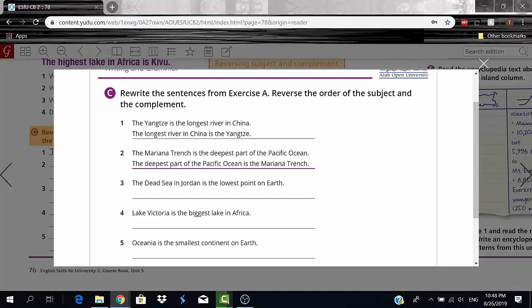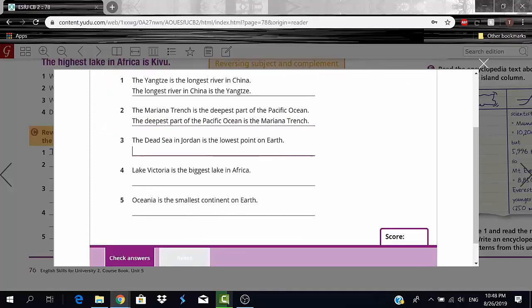The Dead Sea in Jordan is the lowest point on Earth. I could say the lowest point on Earth is the Dead Sea in Jordan. Okay, so the lowest point on Earth is the Dead Sea in Jordan.